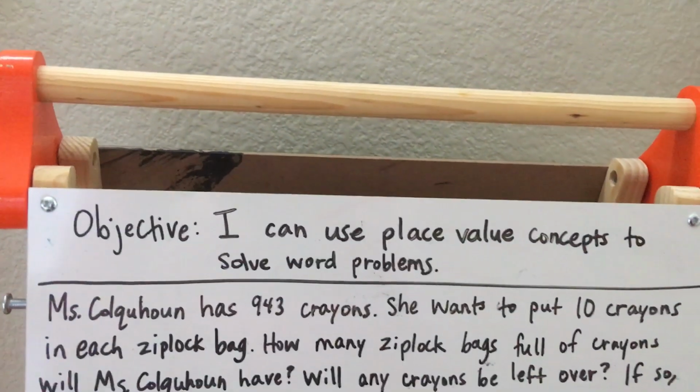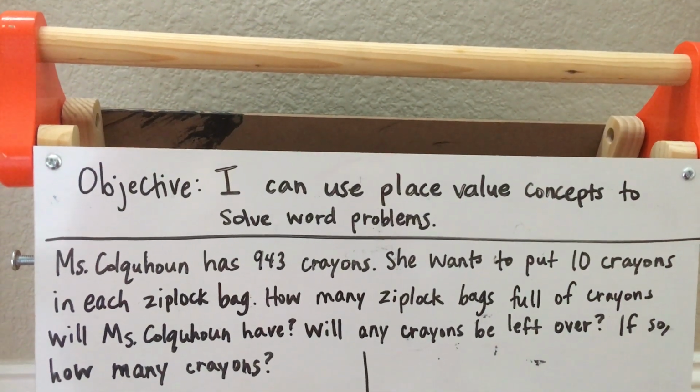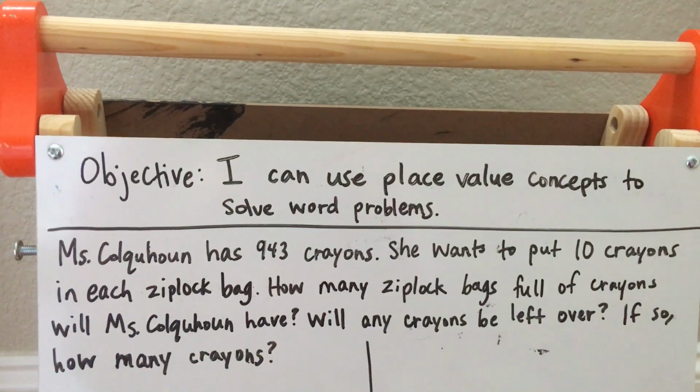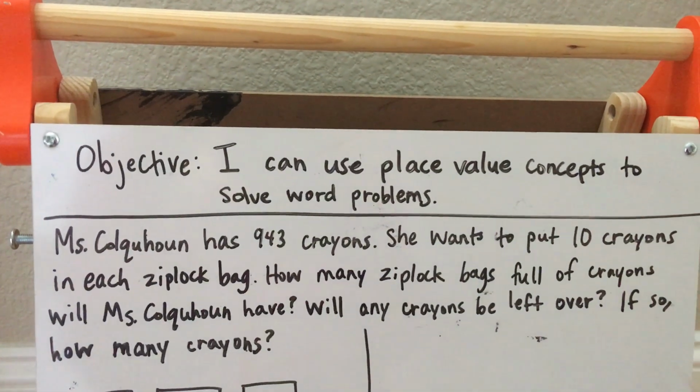Number 1, Ms. Calhoun has 943 crayons. She wants to put 10 crayons in each Ziploc bag. How many Ziploc bags full of crayons will Ms. Calhoun have? Will any crayons be left over? If so, how many crayons?